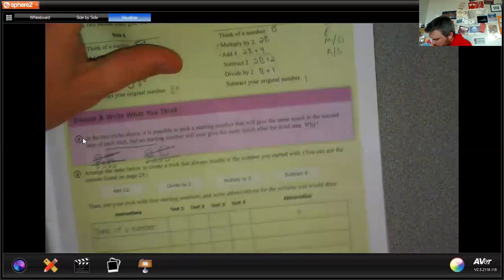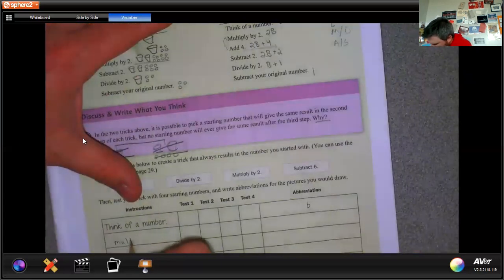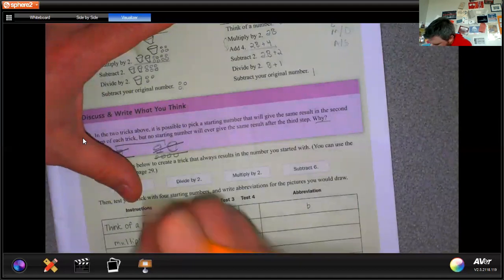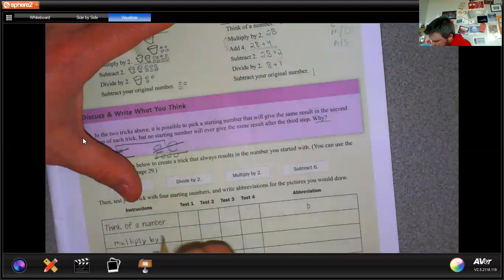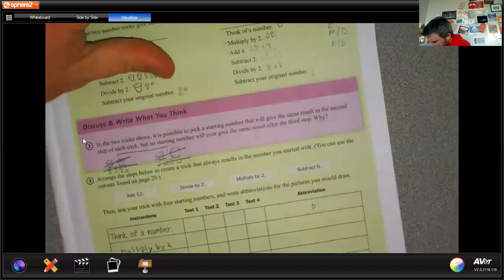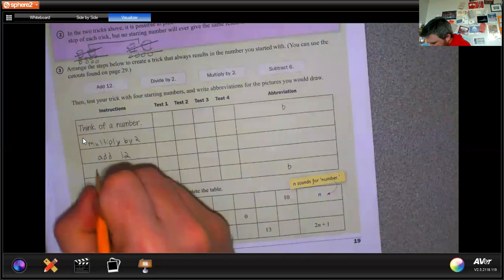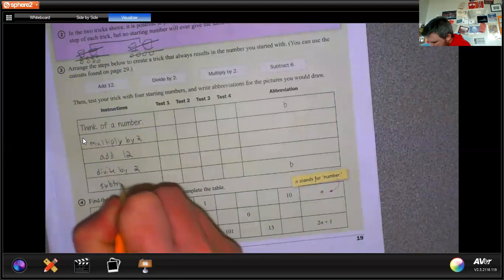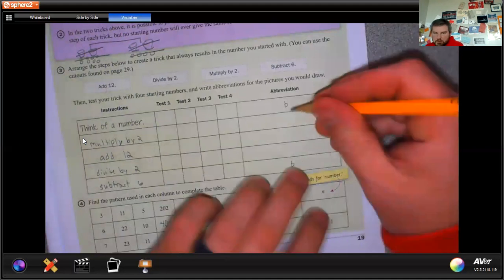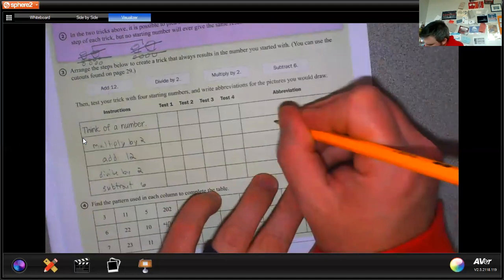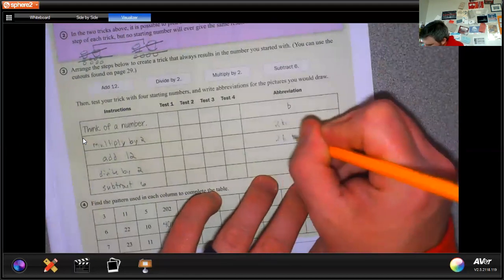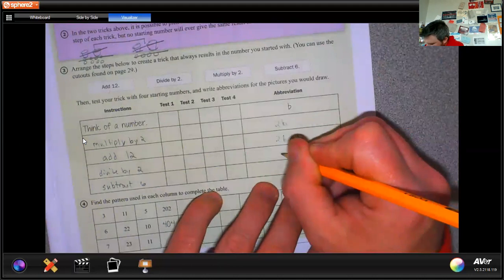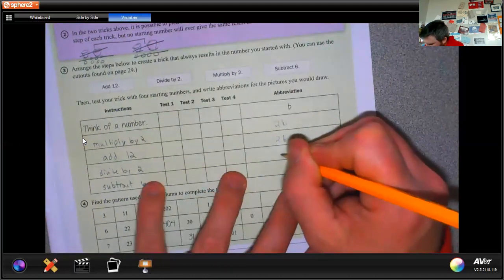So let's flip back over here and write it down. So we multiplied by 2, and we added 12. Then we divide by 2. And then we subtracted 6. Okay, we kind of already did the abbreviations, so let's fill that in. It was 2b, then it was 2b plus 12, and then when we divided by 2, it was b plus 6.